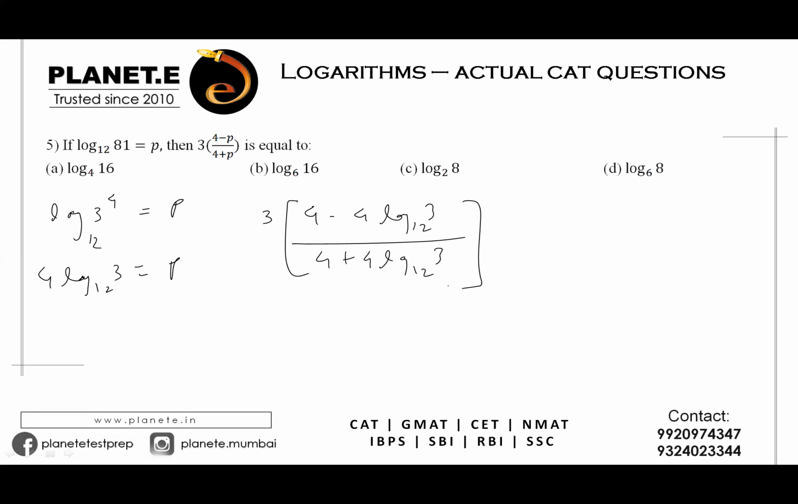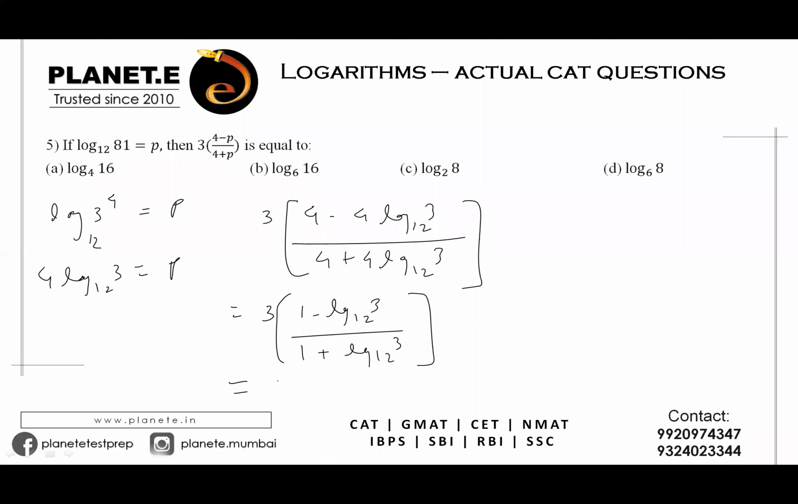Yes or no? Then if you continue simplifying it, this will look like 3 into (1 minus log 3 base 12) upon (1 plus log 3 base 12). This is what you're going to get. Now try and simplify it further and then see what you can get.